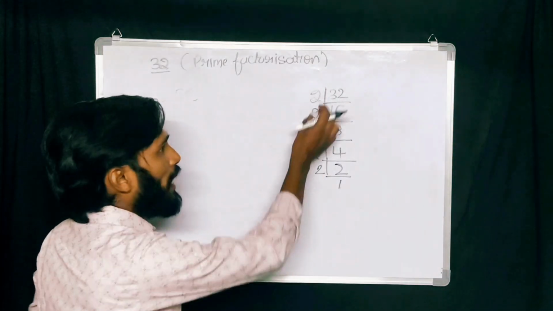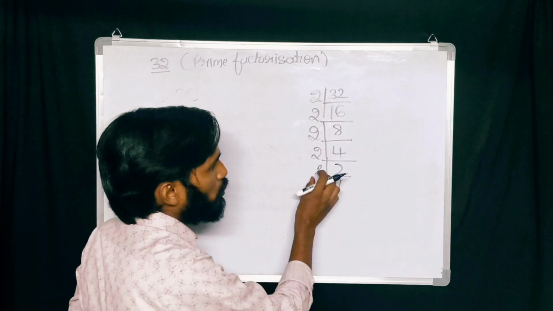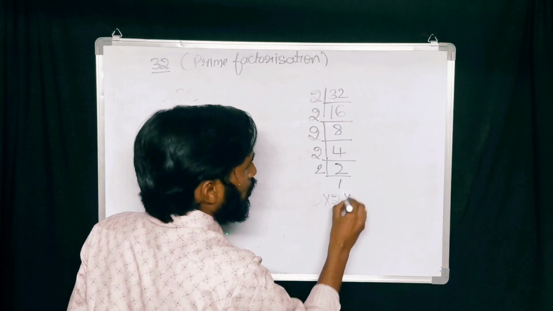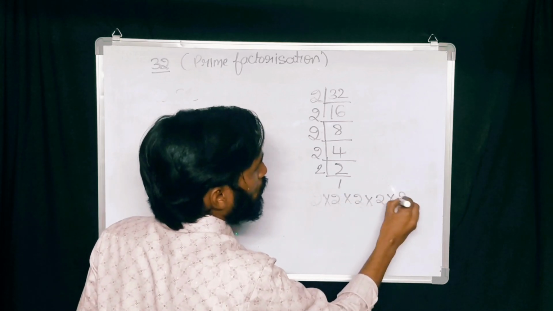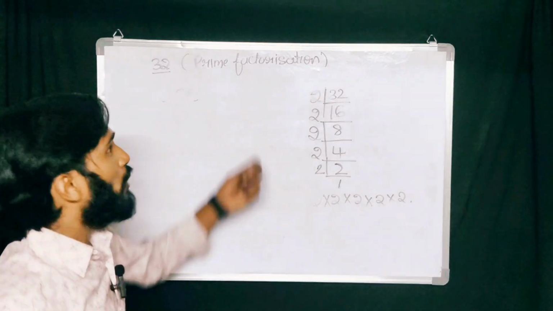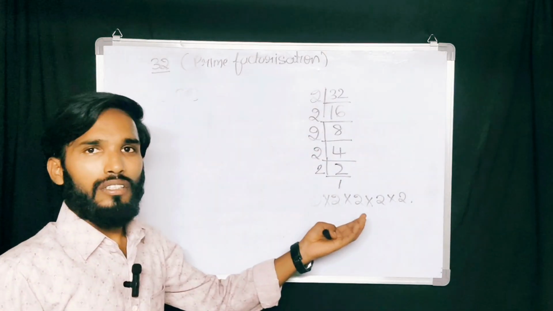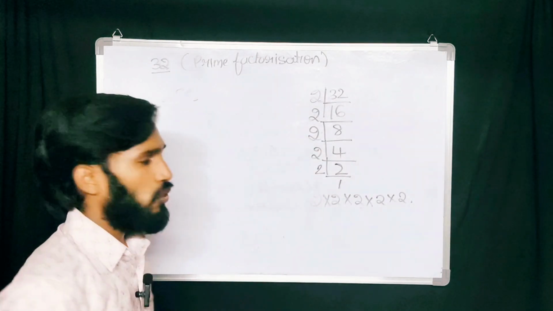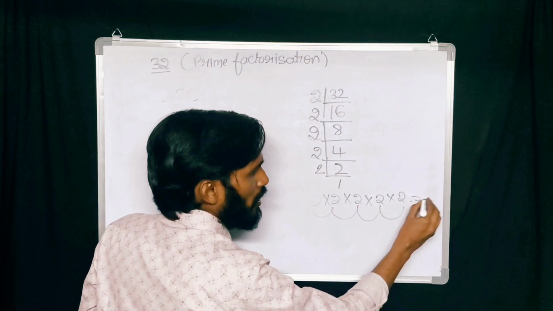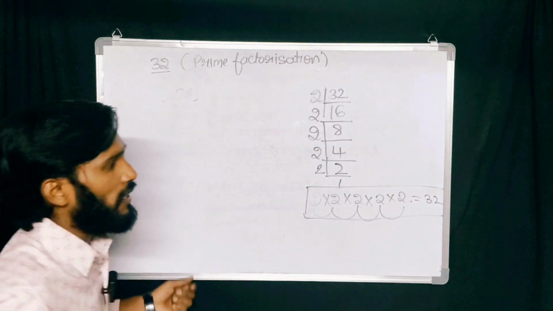No. So these numbers on this side are called factors, and these are the multiples of those factors. So what is the prime factorization of 32? 2 into 2 into 2 into 2 into 2. We should not include 1. Why? Because it is not prime, and we are doing prime factorization. Here, 2 twos are 4, 4 twos are 8, 8 twos are 16, 16 twos are 32. So this is the prime factorization of a number.